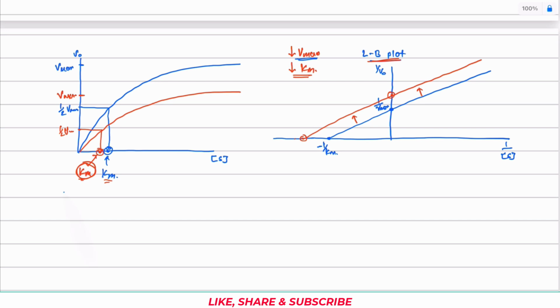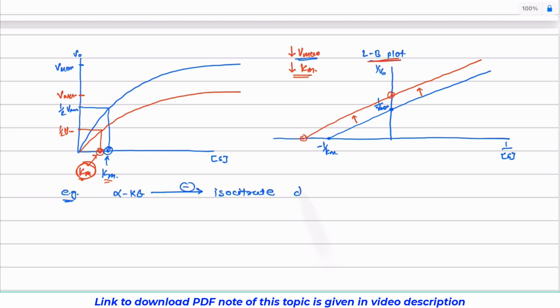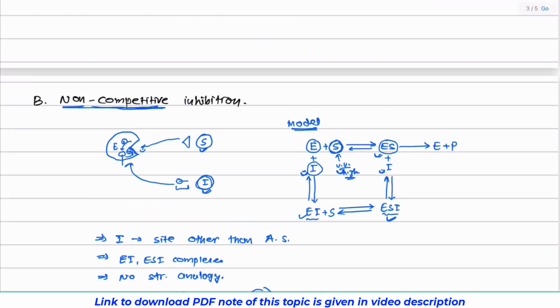There is one example. Remember, uncompetitive inhibition is very rare in biological systems. The alpha ketoglutarate uncompetitively inhibits isocitrate dehydrogenase. So this completes our uncompetitive inhibition.